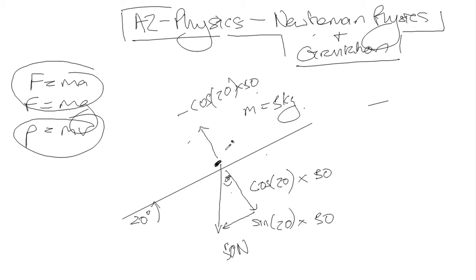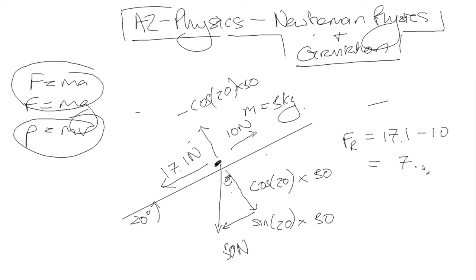Annoying graphics tablet. Let me quickly work out sine of 20 multiplied by 50, which gives you 17.1 newtons acting downwards. Let's say there's a frictional force of 10 newtons. Then the resultant force is simply 17.1 minus 10, which is 7.1 newtons down the slope.